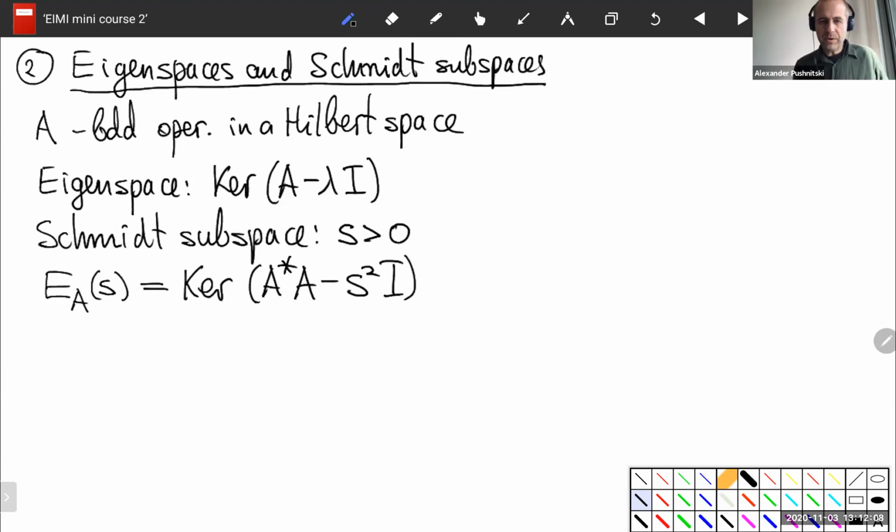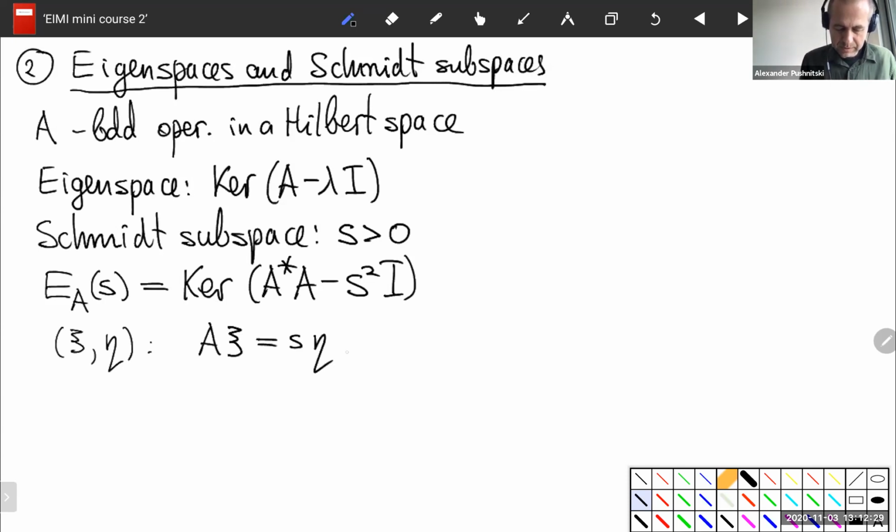Okay, and so if this subspace is non-empty, it means that there exists a non-trivial pair, let's call them Xi and eta, in our Hilbert space, such that A Xi equals S eta and A star eta equals S Xi. This is called the Schmidt pair.